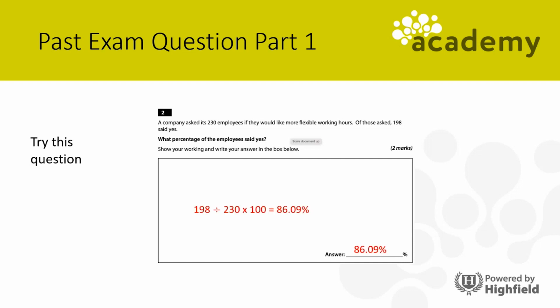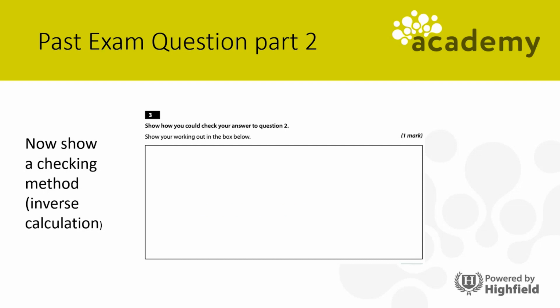Did you get it right? So that's 198 divided by 230 times 100, which gives you 86.09%. Now, 86.09% has been rounded to 2 decimal places. Now show a checking method or an inverse calculation. Pause the video again and have a go and come back when you're ready to see the answer.